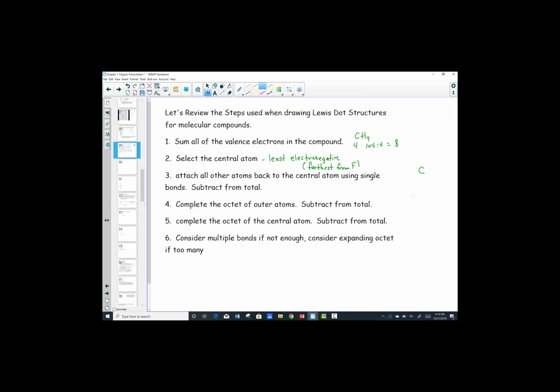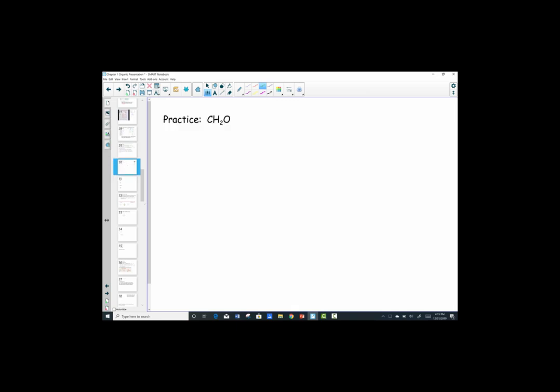Attach all other atoms back to the central atom using single bonds. That means all 4 of those hydrogens get attached back to the central atom. Remember that a shared pair is in this line, so we used 8. There's no more dots left. If there were more dots to add, we would fill the octet of the outer atoms and then place any remaining electrons on the central atom. And if we run out, we expand the octet or consider multiple bonds. So let's try a few and just kind of bring these back.